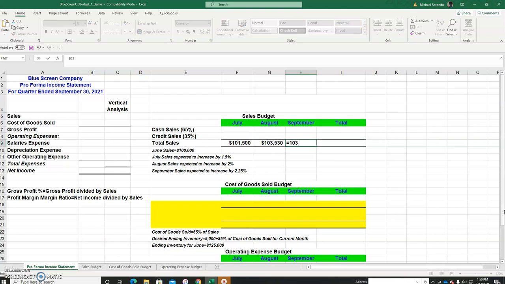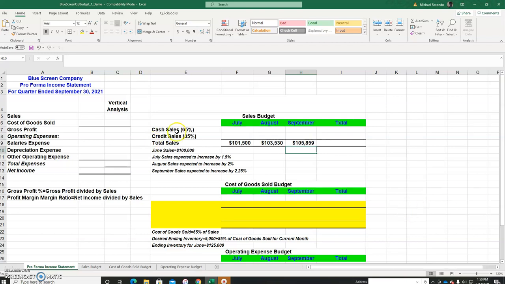And then finally, for September, we're told that we're expecting sales to increase by 2.25%. That would be over August. So we could take the 103,530, and multiply that by 2.25% plus the 103,530, right? So we calculate the increase, and then we add back the original amount. So we get 105,859.